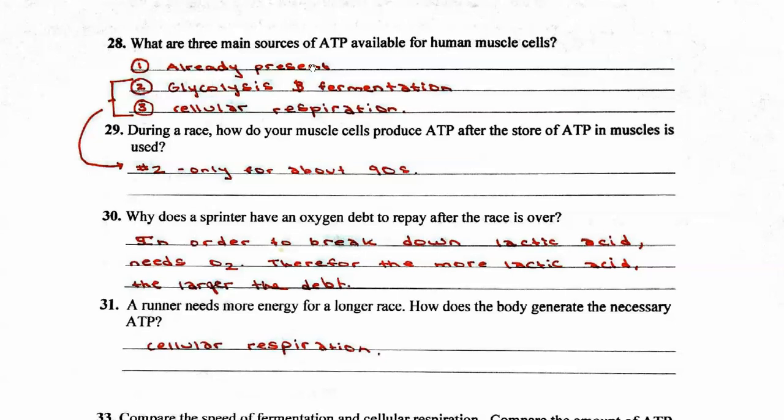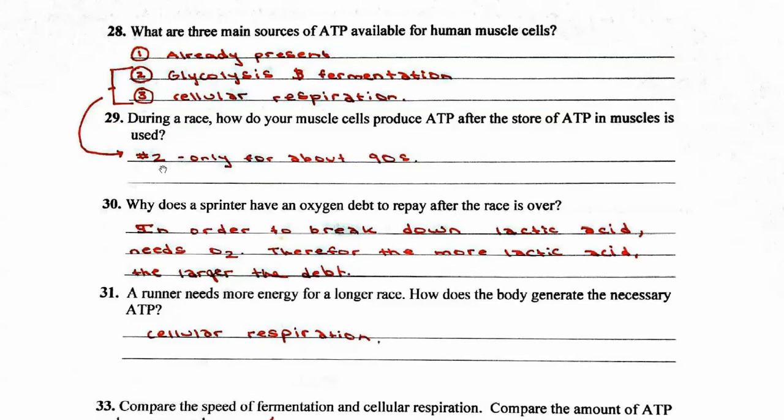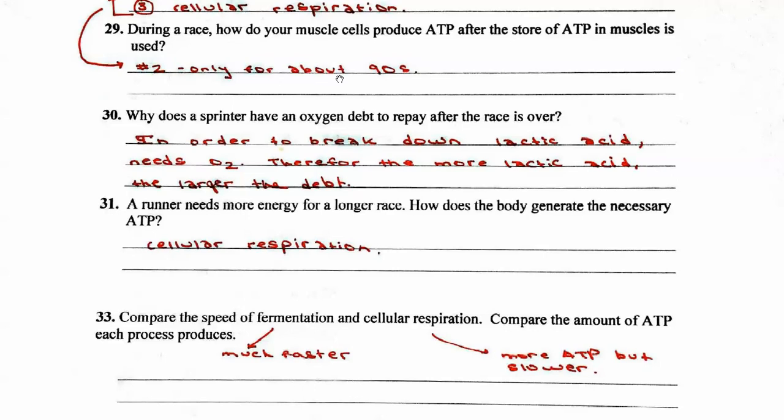You've got the ATP that's already present. Then once you start running and use that up, glycolysis starts up because it's so fast. But that can only last about 90 seconds because then you have a lot of lactic acid built up. And then the last step is cellular respiration. So in a race, I'm going to be using glycolysis first if I'm sprinting, but it only lasts about 90 seconds. The reason I can only last 90 seconds is that in lactic acid fermentation, a lot of lactic acid builds up in your muscles. The only way to get rid of lactic acid is with oxygen.